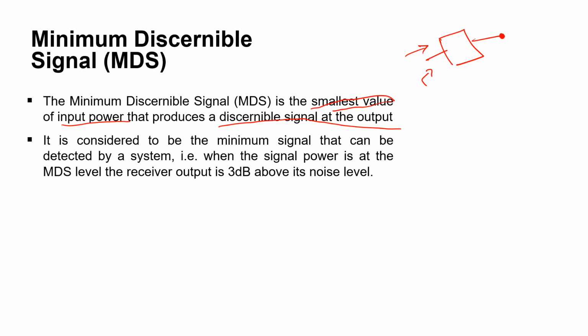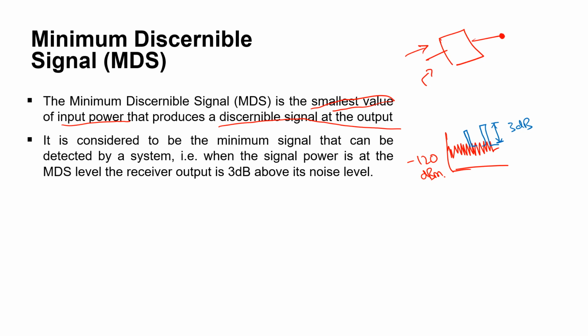It is considered to be the minimum signal that can be detected by a system when the signal power is at MDS level, the receiver output is 3 dB above the noise level. So imagine for a base station antenna, the noise level is at -120 dBm. If I receive a signal that is slightly above this noise level at a given frequency band, and this is 3 dB above the noise level, then I can consider it as MDS level.